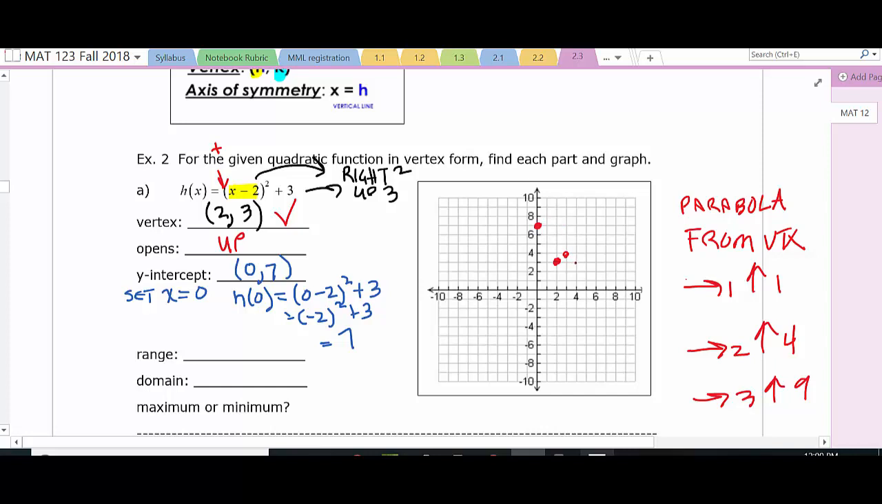Go over 2, and then 1, 2, 3, 4, up. And that's good enough. That's beautiful. Now we got that right half of the graph like that. Okay? Now go back to the vertex and do the same thing.